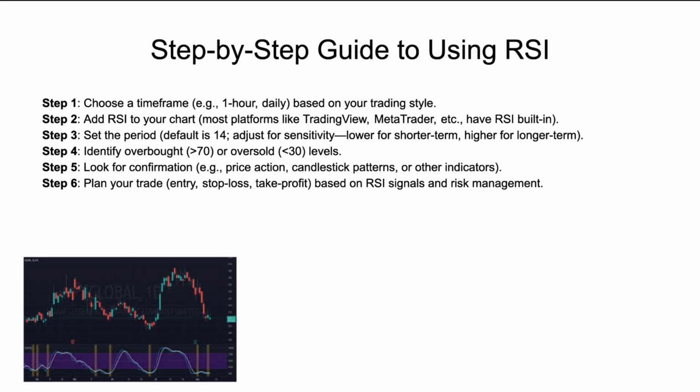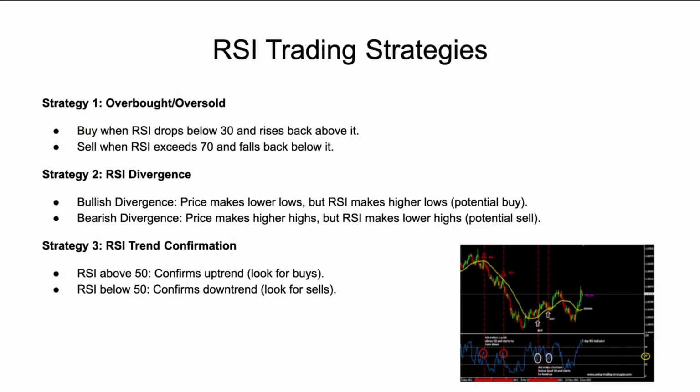Step 4, watch for overbought above 70 or oversold below 30. Step 5, confirm with your price action or other indicators. Step 6, plan your trade: entry, stop loss, take profit. Look at this setup. It's a pretty easy setup, especially if you use it with other indicators. So, some trading strategies for RSI.